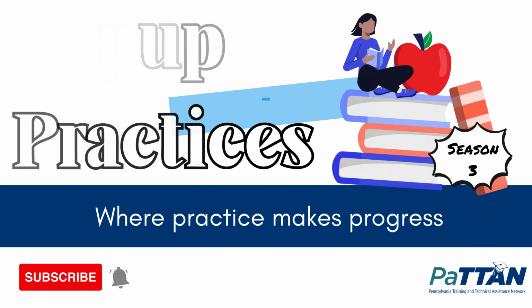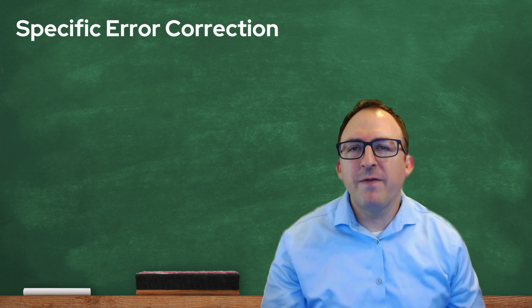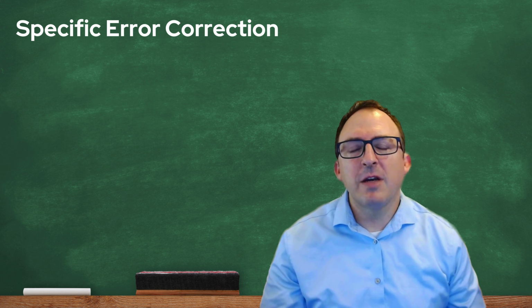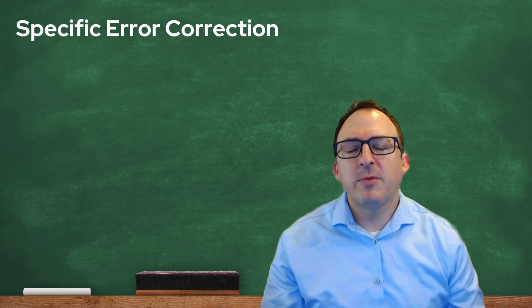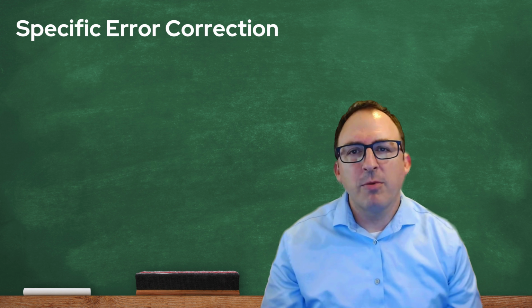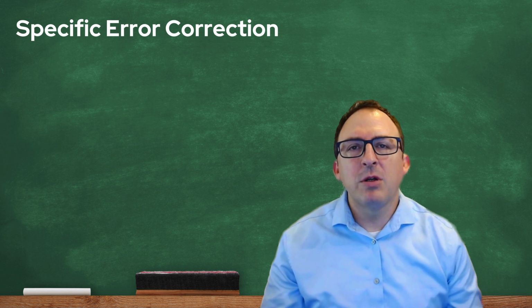Season 3. A tool you can use when addressing student behaviors in the classroom is specific error correction. The idea behind specific error correction is simple. Instead of saying, don't do that, stop doing that, we're going to identify the specific behavior, explain why it's not appropriate, and guide the student toward a better choice. This isn't about punishment or consequences, it's about teaching and building a supportive environment.